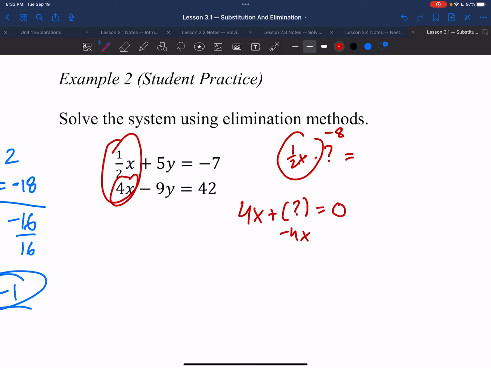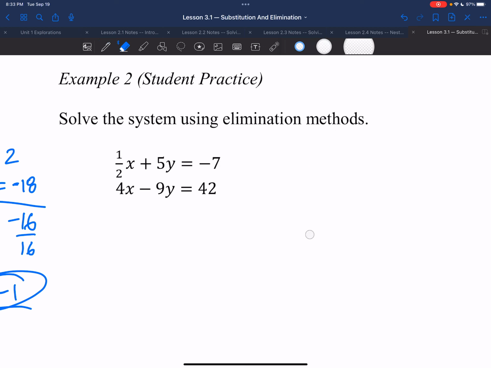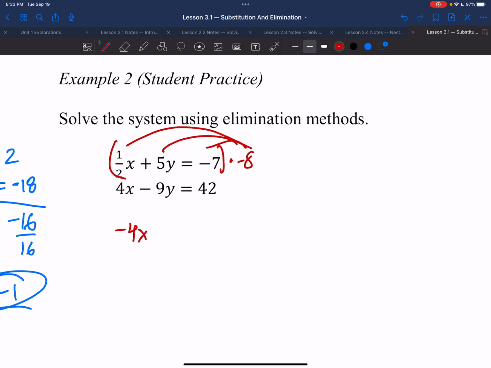You'd say, oh, negative 8, right? Because half of negative 8 is negative 4. So I'm going to take the first equation on the top, and I'm going to multiply by negative 8. And I make sure I carry this distribution to all terms in the equation. Negative 8 times 1/2 x is negative 4x. Negative 8 times 5y is negative 40y. And negative 8 times 7 is 56.